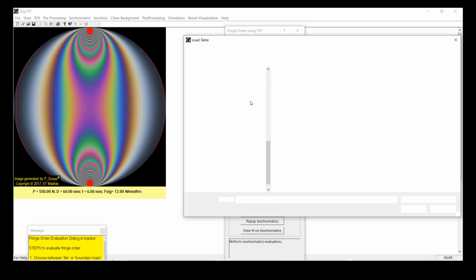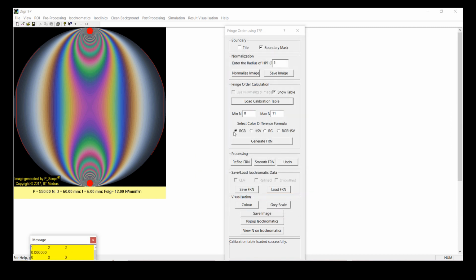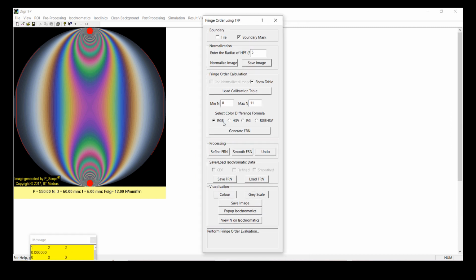I'll select a calibration table here, and let us use this RGB difference formula. There are different algorithms available, the simplest one being the RGB. So let us generate the FRL.